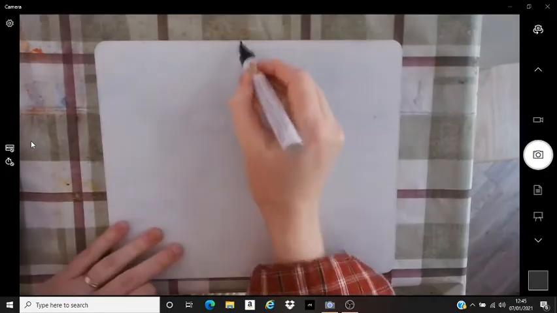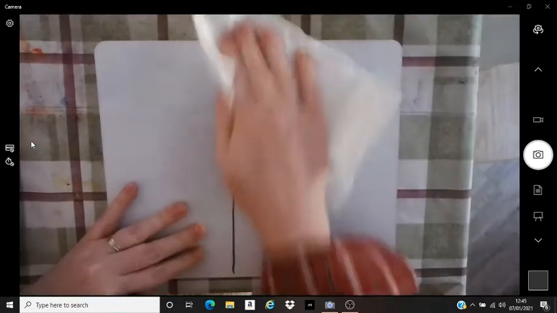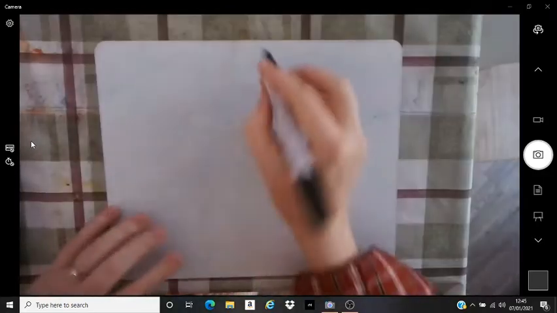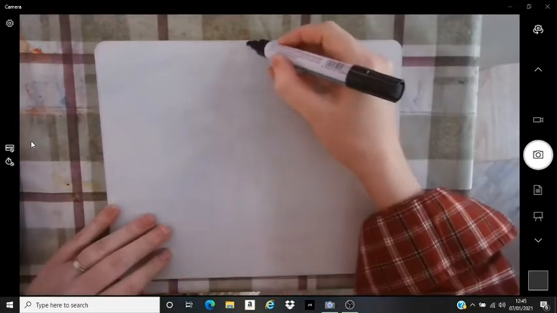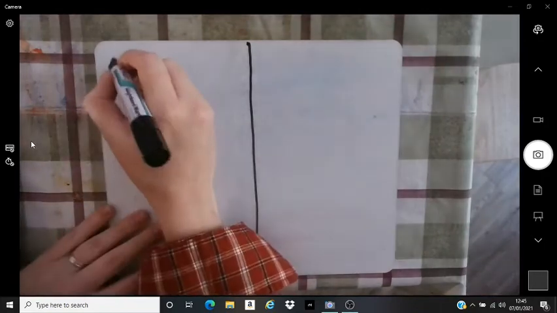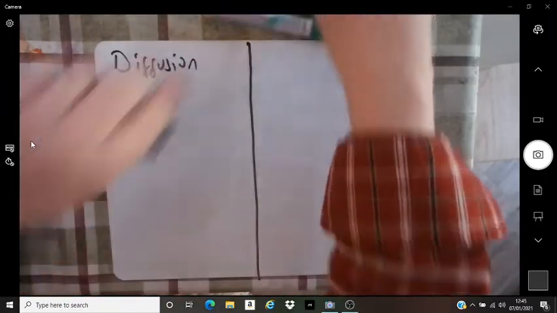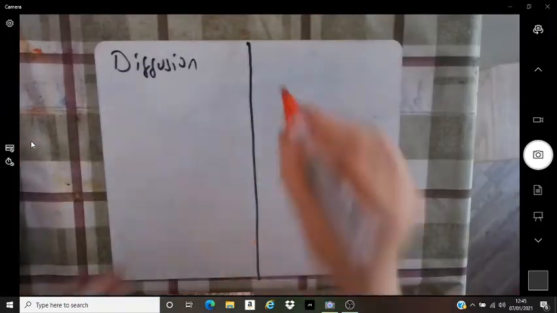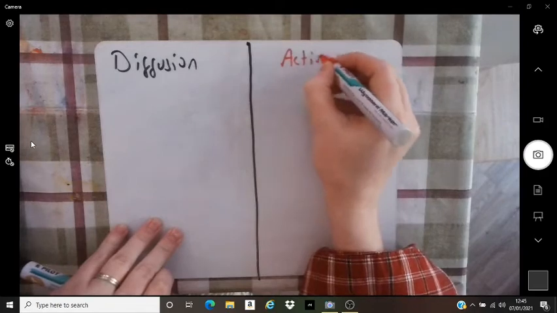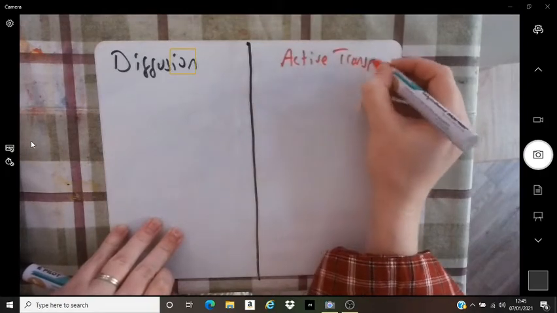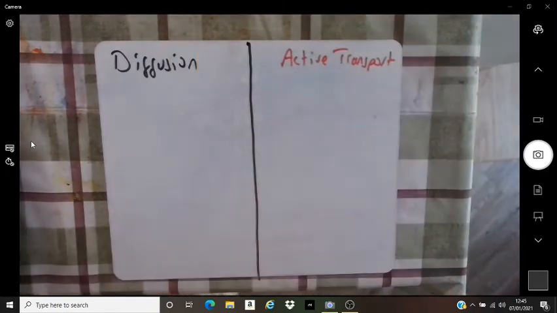So let's do that line down. That's not even remotely the middle, is it? Of all the things that could go wrong, I don't know what the middle of my page is. And now I'm going to overthink it. I think, there you go, that will have to do. So diffusion this side. Active transport, I'm going to do it in a red pen. Active transport for me, I think right now I'm feeling red. I'm feeling that energy involved.